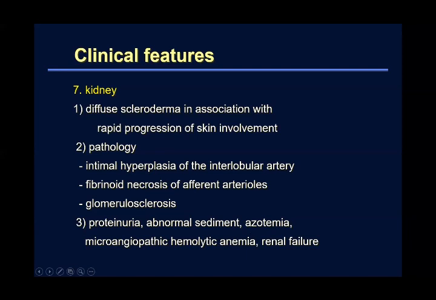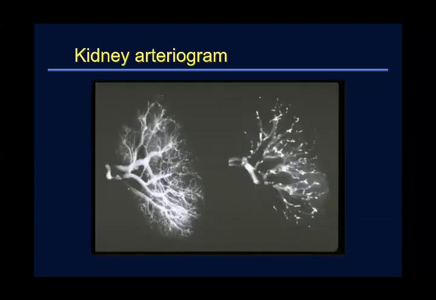So renal crisis is the condition when the patient presents with uncontrolled hypertension, 220/120 blood pressure, and they are in hypertensive crisis because of the underlying renal involvement due to scleroderma. This is the renal arteriogram.